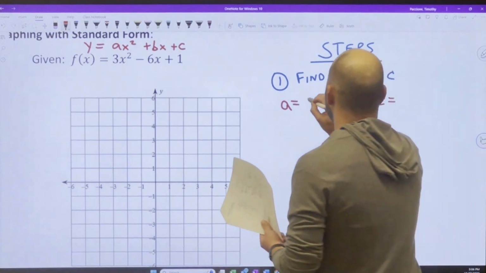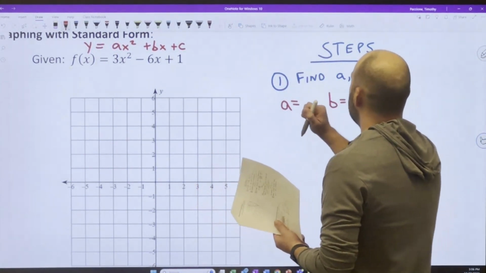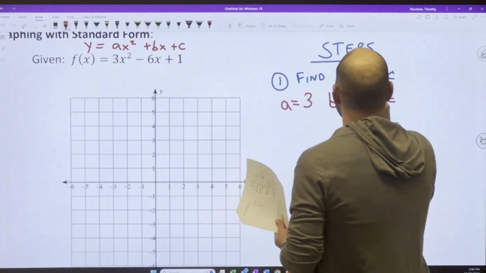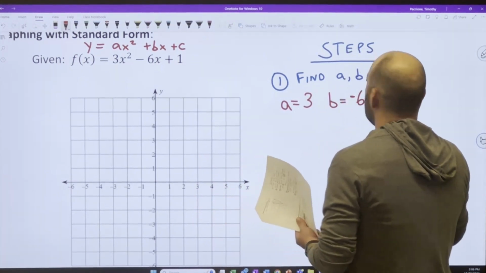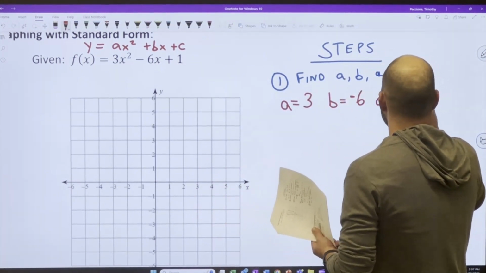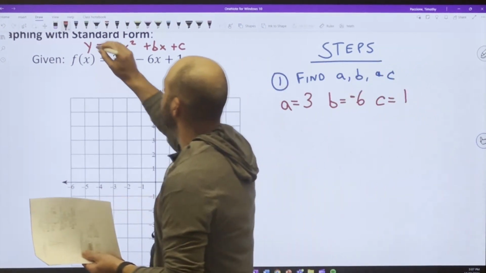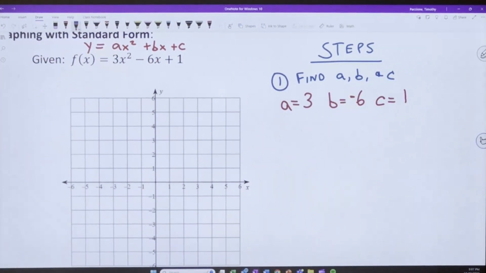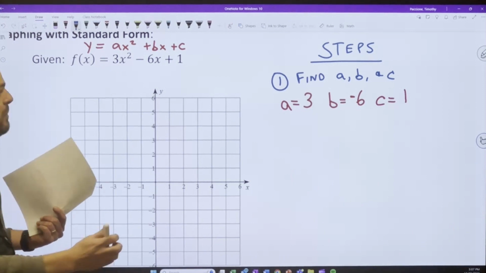3. What's in the B spot? -6. And what's in the C spot? 1. Okay. Now, does anybody remember what a standard form gives us kind of right off the bat?